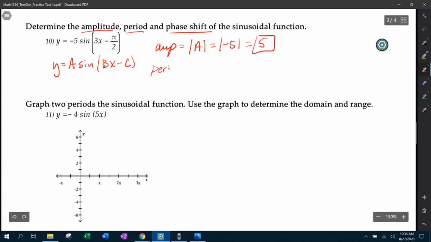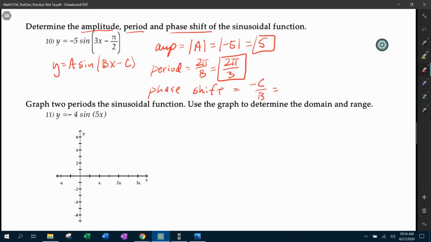Our period, the period for sine and cosine, is 2 pi over b. b in this case is 3, and that will not simplify. So the period is 2 pi over 3. And last but not least, the phase shift is c over b, which in this case c is pi over 2, and b is 3.